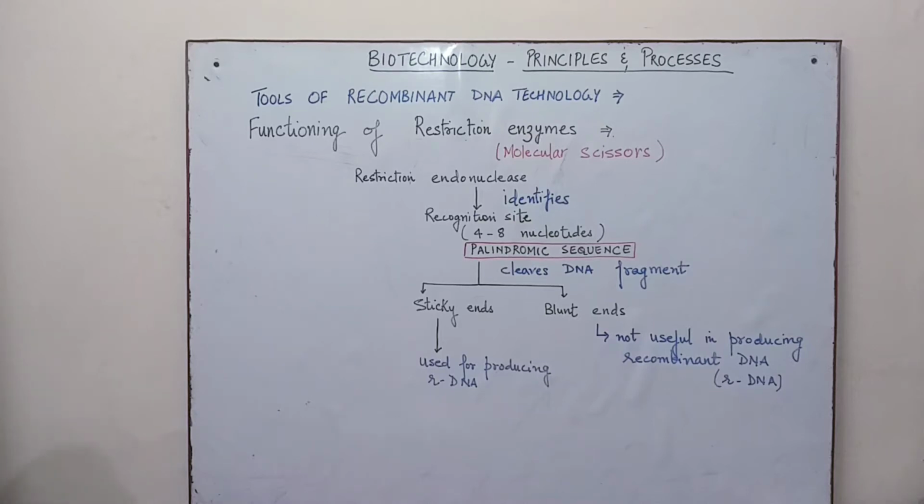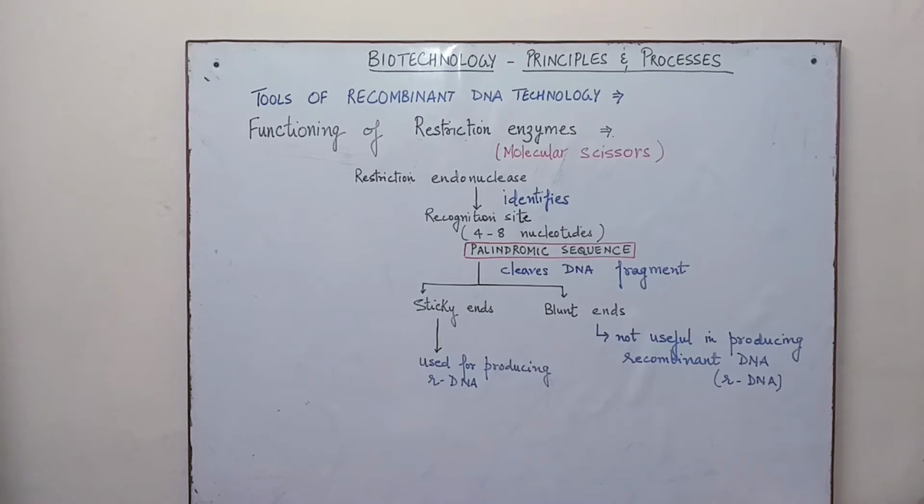In this video, we are going to understand the functioning of the restriction enzymes, or why they are considered an indispensable tool of recombinant DNA technology. Let us try and understand. When restriction enzymes are used, they basically cut the DNA into fragments.